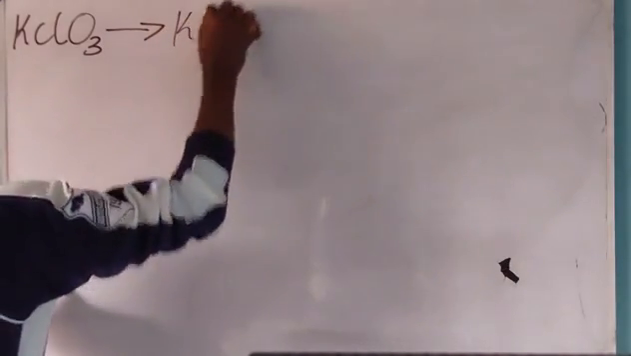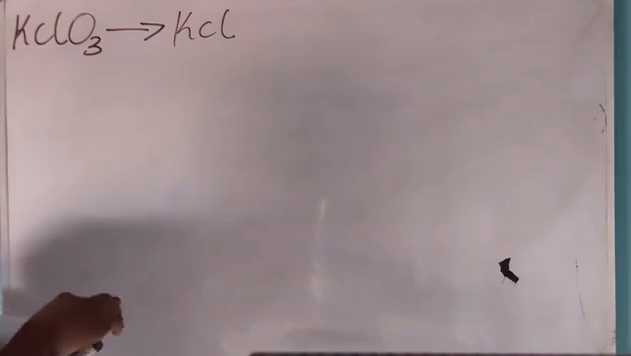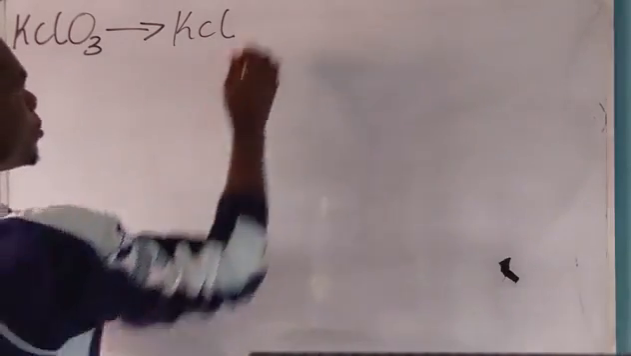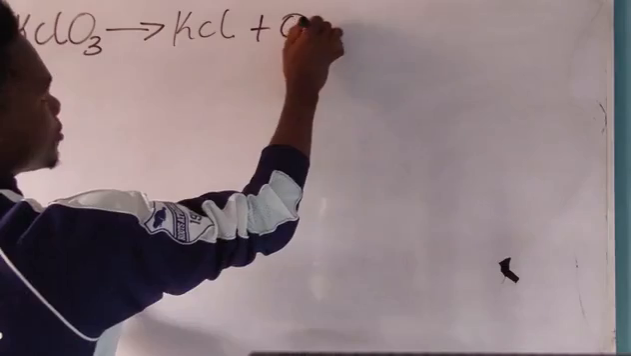that occurs in the presence of what? Heat, thermal. It will liberate potassium chloride and what? Oxygen. Now the equation is not balanced. What do we do? Start placing number of moles.